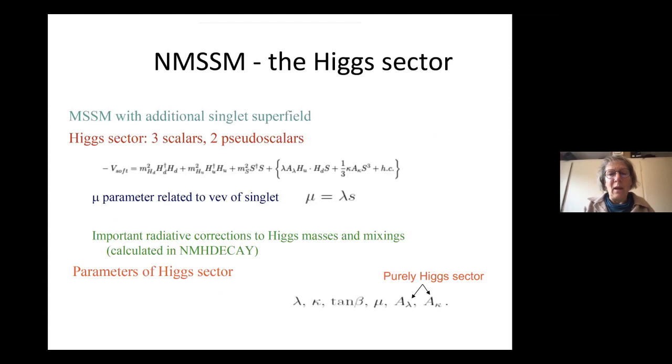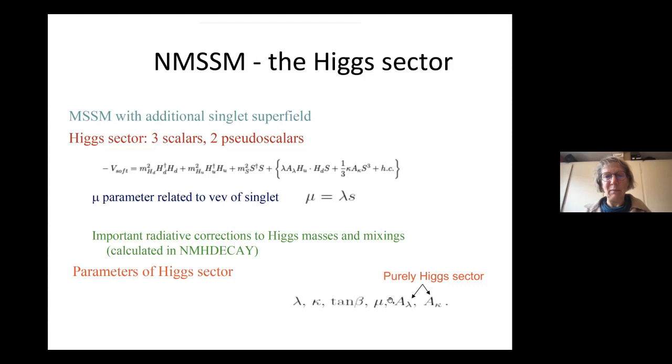Just so that you can follow the discussion with the couple of new parameters, let me remind you what the Higgs sector is. Because in this sector you have two Higgs doublets plus a singlet, the physical Higgs contains three scalars and two pseudoscalars. I remind you that the new parameter is related to the vev of the singlet. And basically, this is a soft term in the potential with all these new parameters. We have lambda, kappa, A lambda, A kappa, as well as the parameters of the MSSM, which are now tan beta and mu.